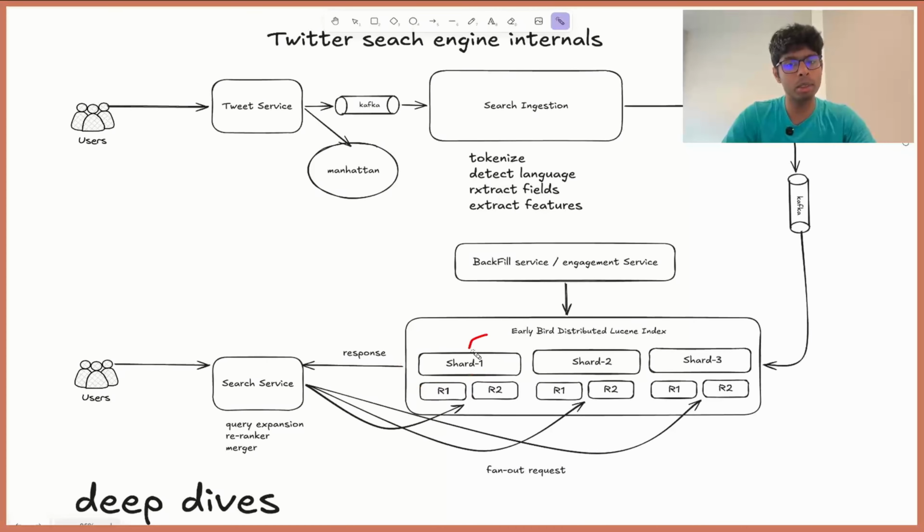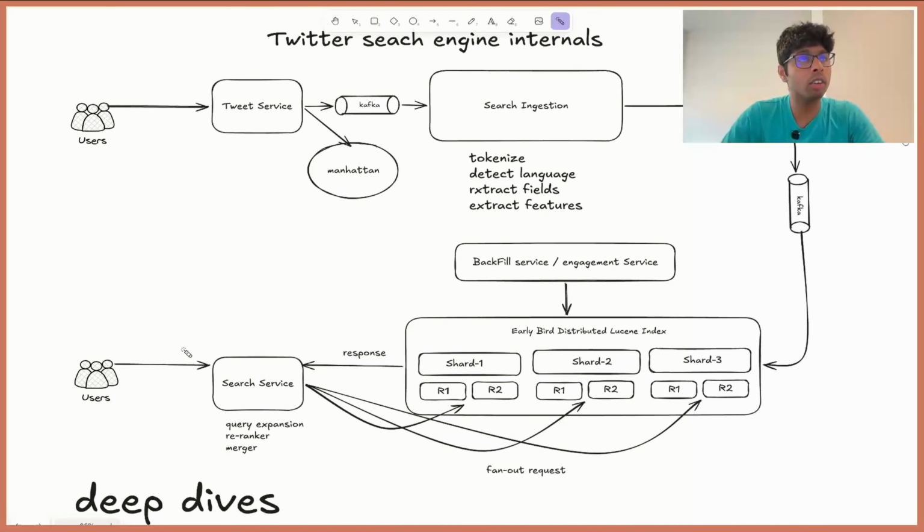There are going to be multiple shards, shard 1, shard 2 and shard 3, and there are going to be replicas of these shards as well. Basically, if shard 1 or replica 1 goes down, there is a replica 2 still giving the responses. This system is highly available. We are going to deep dive into it.